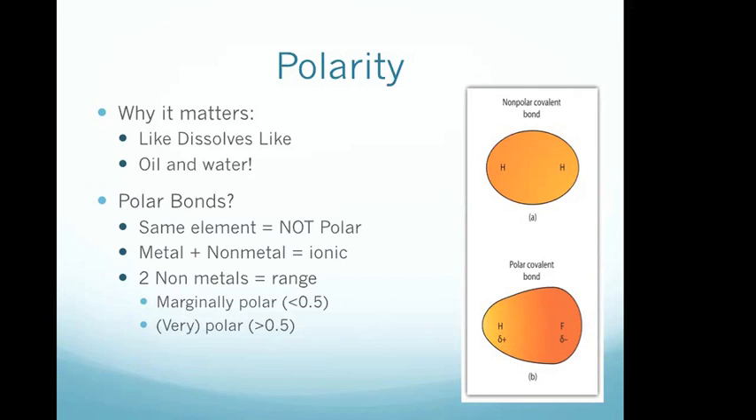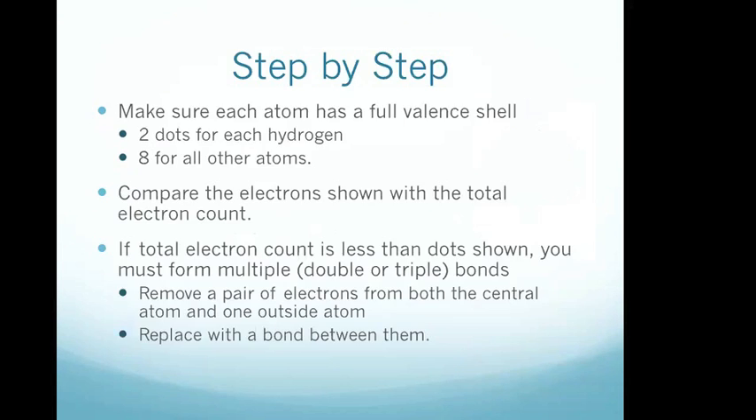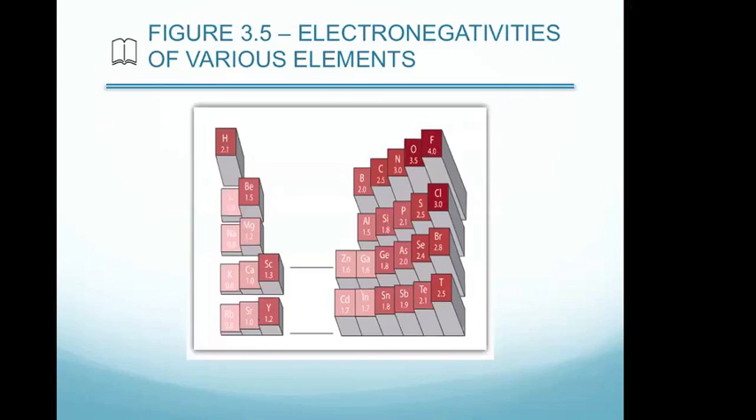If they're not the same, then I can have a range. And so I can have something that's just marginally polar. And so that might be like if I had the hydrogen and the carbon. And the way that I know that it's very marginally polar is by looking at the difference in the numbers. And I can't remember if I put that back here. I didn't. I'm going to have to go back up. Sorry, I'm flipping around here.